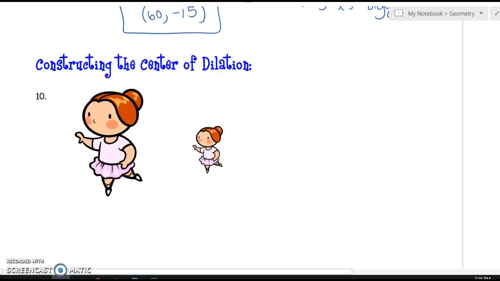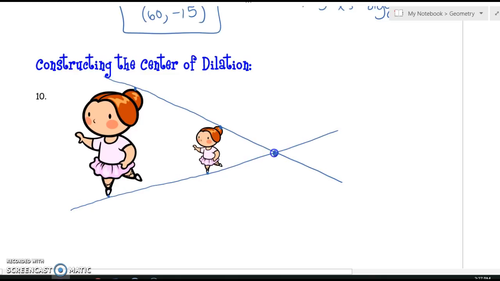But center of dilation is super easy. All you're going to do is take a point at the top or close to the top of these images. So maybe like this part on her bun. And you're going to take a straight edge and you're going to draw a line and continue it as best you can. And then you're going to take a point somewhere on the bottom of the shape, so maybe her pointed right toe, and you're going to connect those together and keep going.